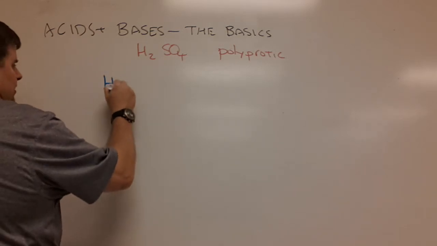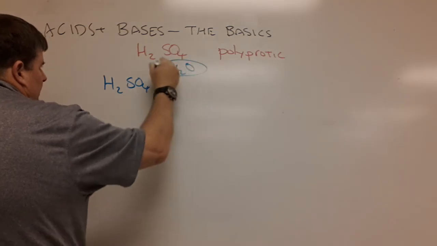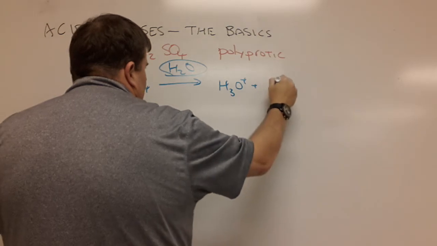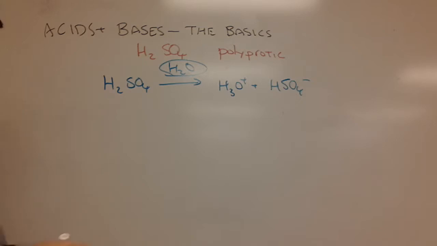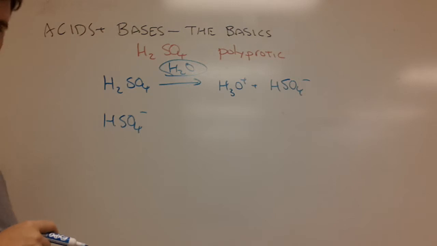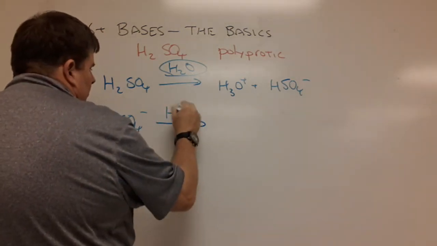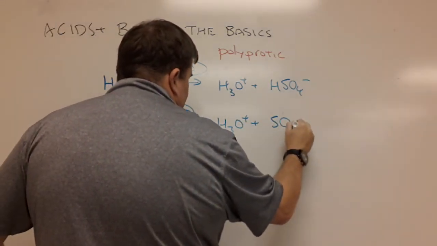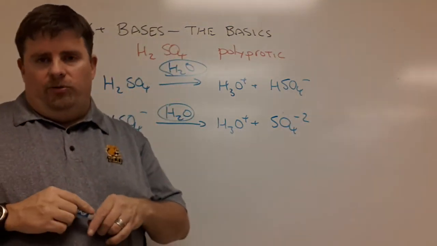So what happens in these systems is when I put these in the presence of water, I'm going to get H3O plus and HSO4 minus. Okay? Now HSO4 minus, also known as bisulfate, is a pretty good acid in its own right. So I put this in the presence of water, I get H3O plus. In this case, I get SO4 minus 2. Because I can give up 2 hydrogens there, it's considered a polyprotic acid.